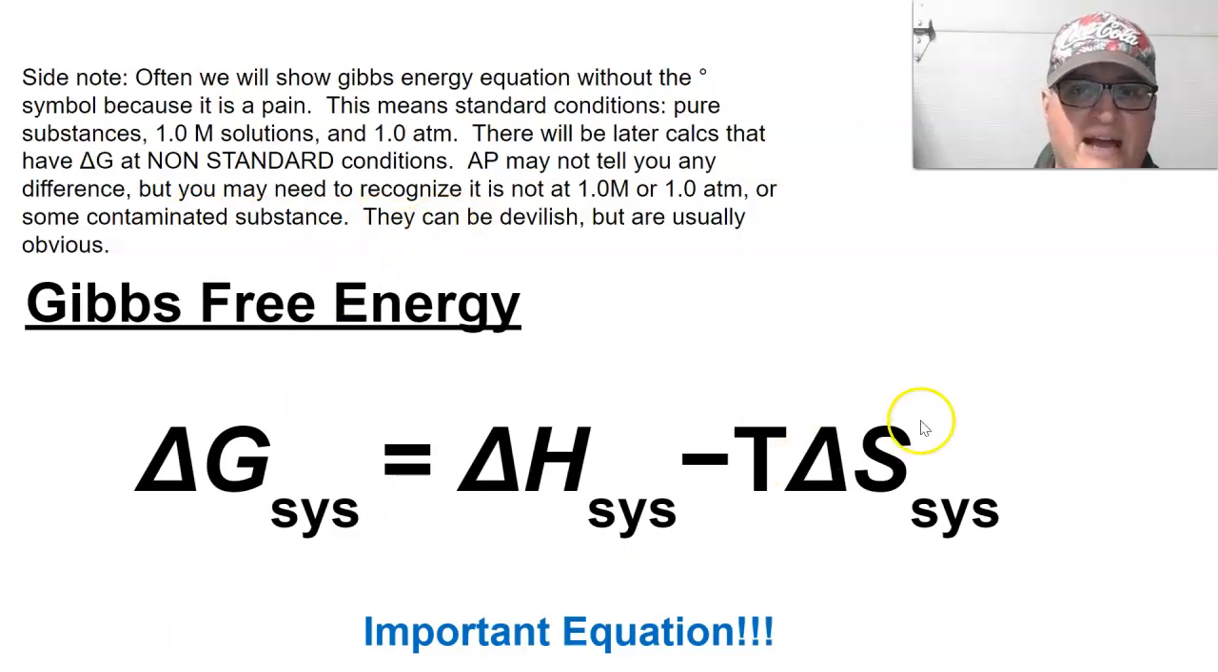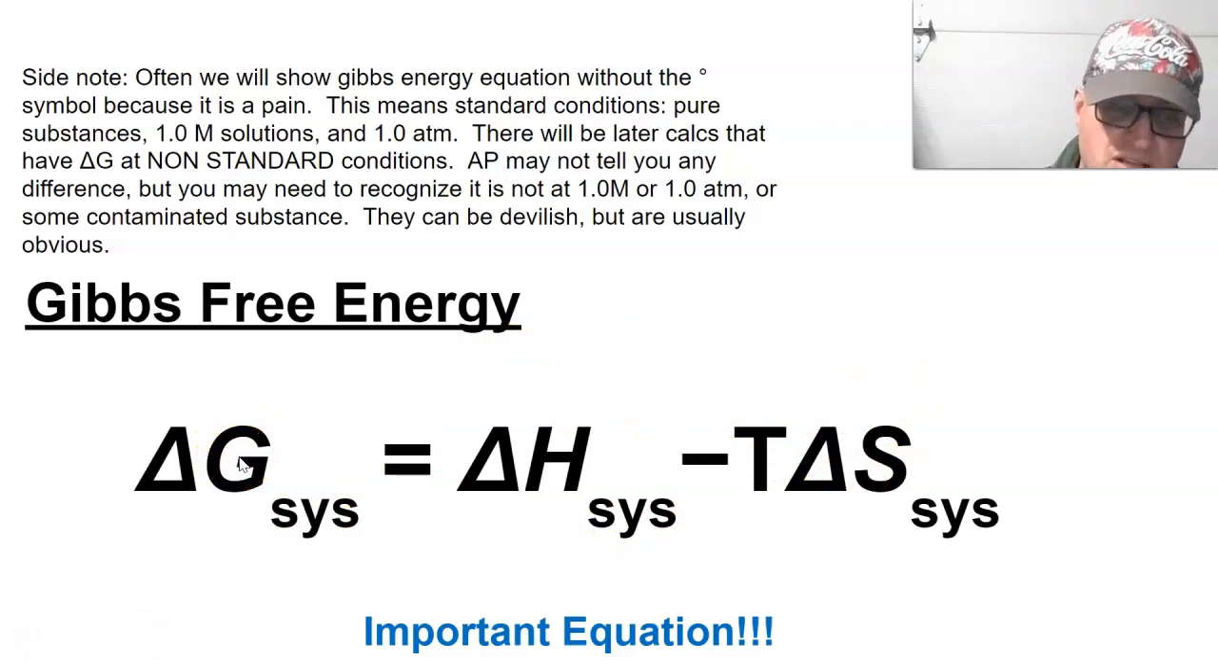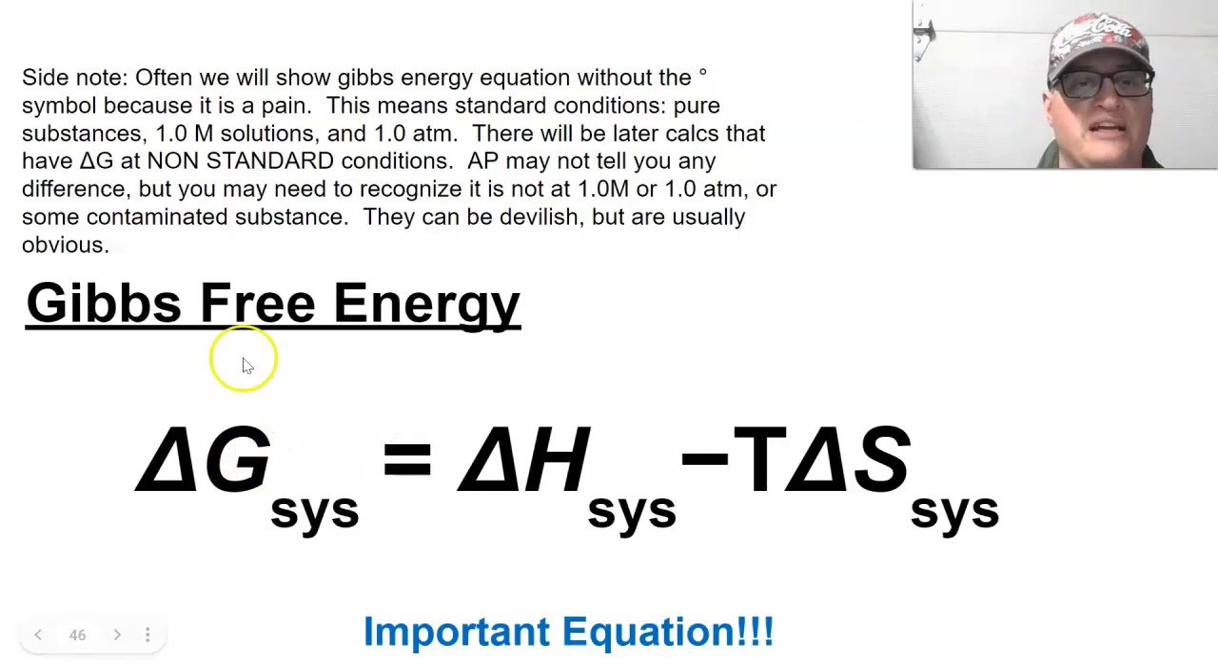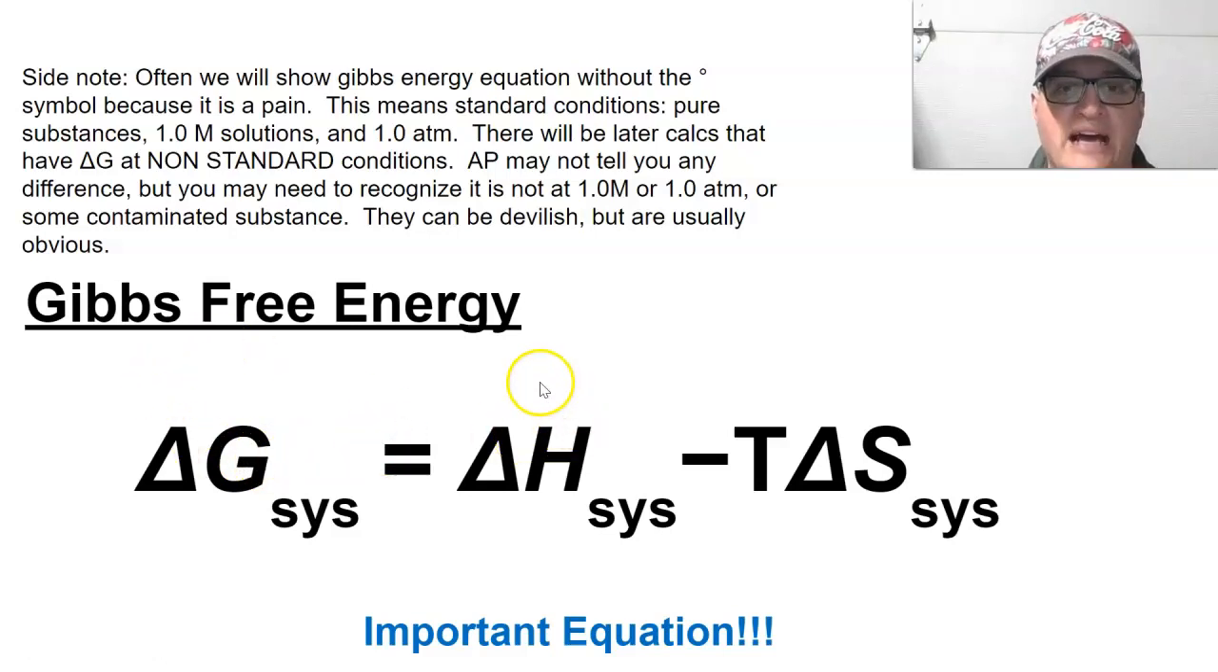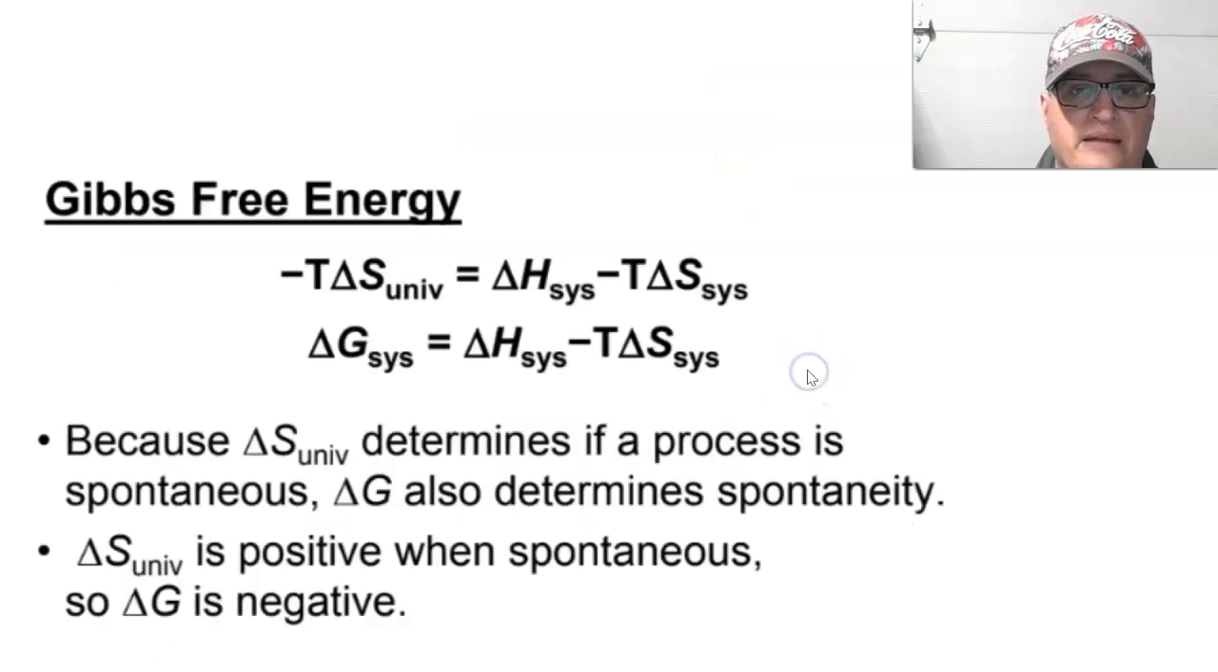They even might have something like a normal one, and then they would say, changing the conditions, what would this be now? So the idea is that they've really made it clear that this is now no longer at standard conditions. But the general format: you've got your delta G is equal to delta H minus T delta S. You probably remember these from honors camp. So delta S of the universe determines if a process is spontaneous. Delta G also determines it. Delta S of the universe is positive when spontaneous, so delta G is negative.